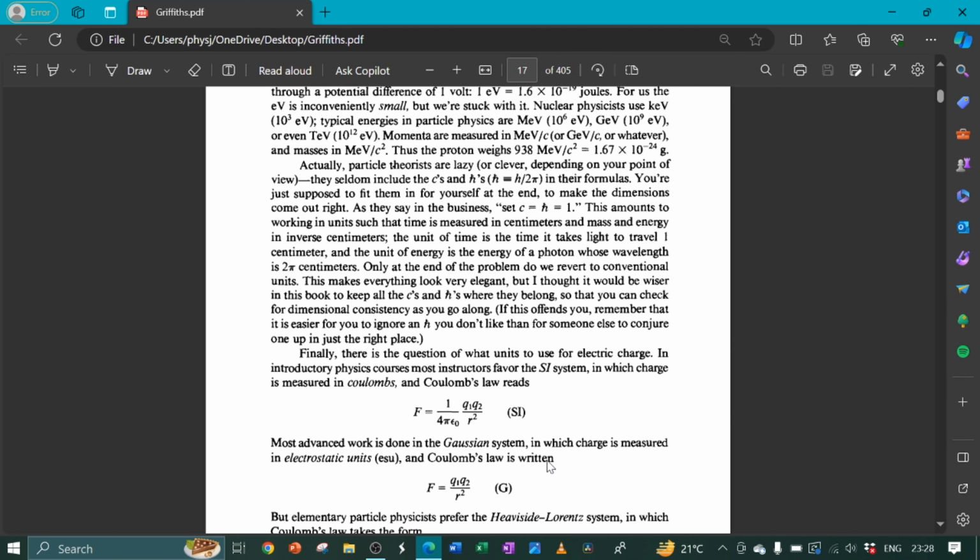This makes everything look very elegant, but I thought it would be wiser in this book to keep all the c's and ħ's where they belong, so that you can check for dimensional consistency as you go along. If this offends you, remember that it is easier for you to ignore an ħ you don't like than for someone else to conjure one up in just the right place.